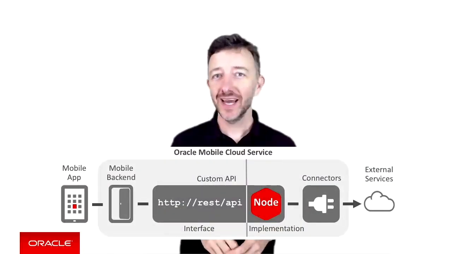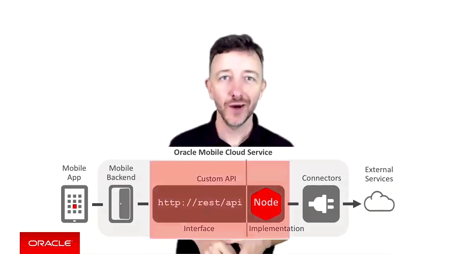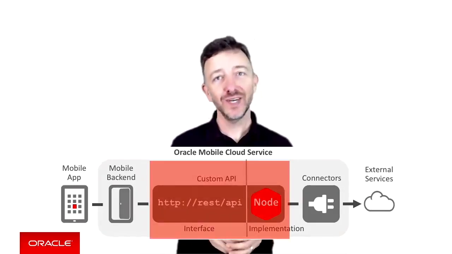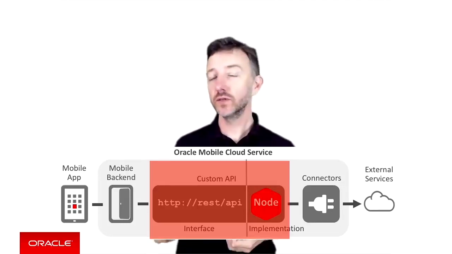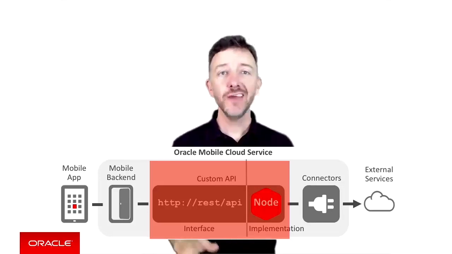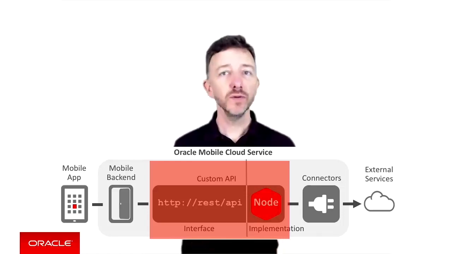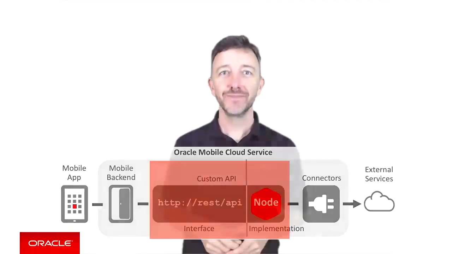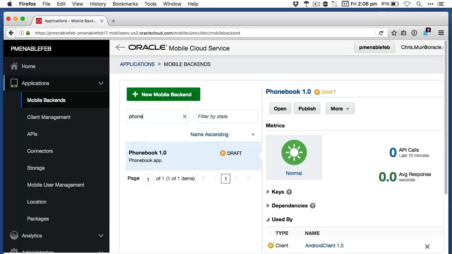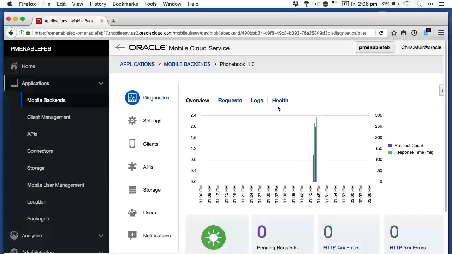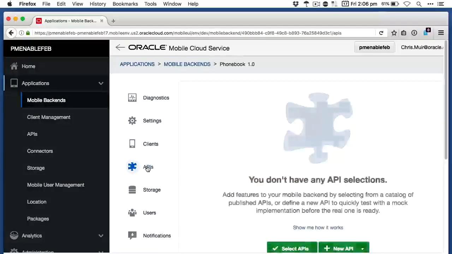With the connector built, our last job is to build our custom REST API. Now in MCS, a custom REST API is made up of 2 parts: the API interface, which includes the resources and verb definitions for the API, and the Node.js implementation. We'll start with the interface first. To create a new API, we select the APIs option, then the New API button, and then the Express API option.